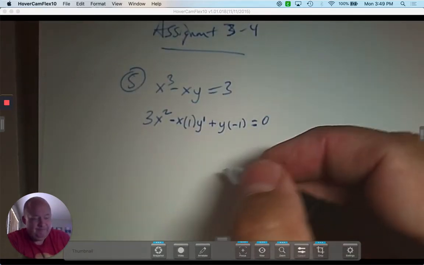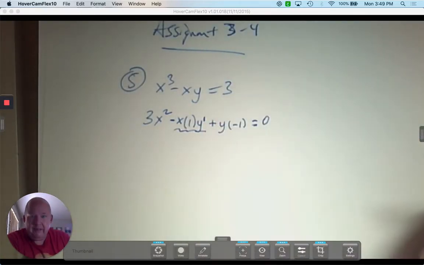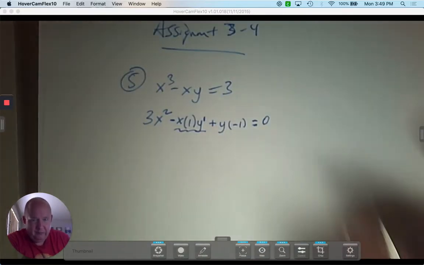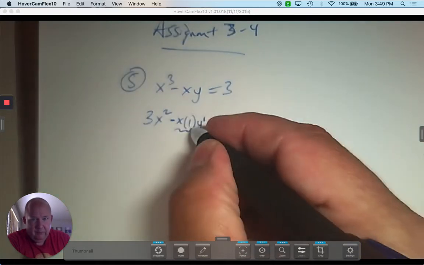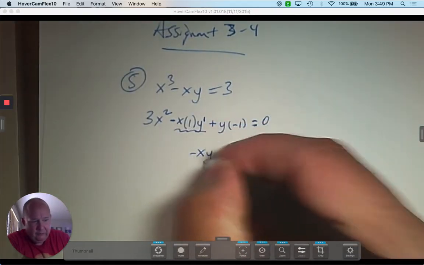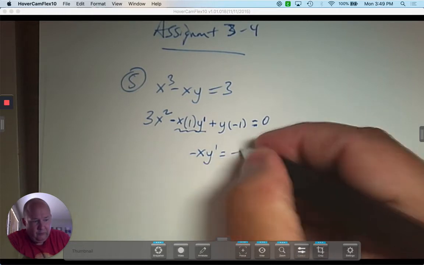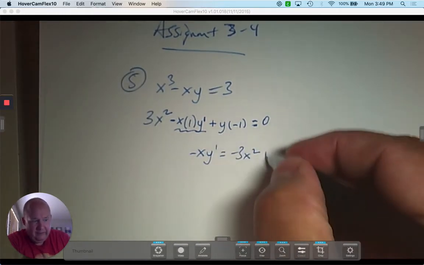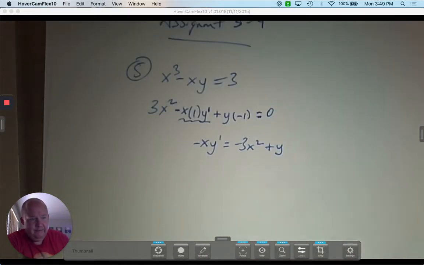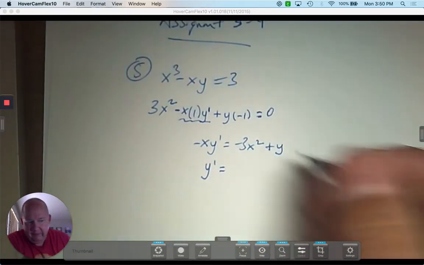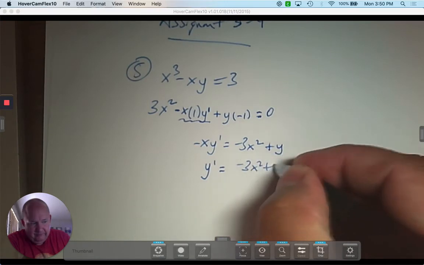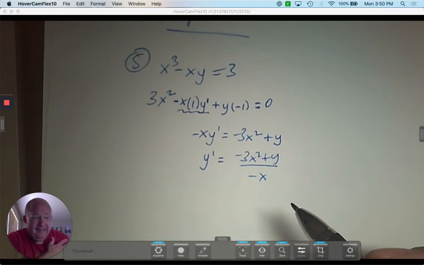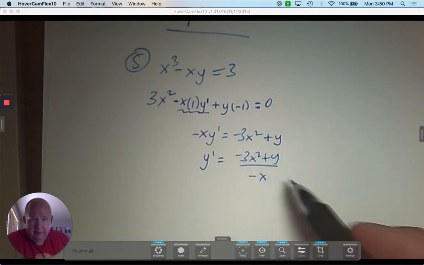Keep going. I want to get this part by itself. So anything that's not a part of y prime is going to go on the other side. Negative x times 1 times y prime is negative x y prime. So that means we're going to subtract 3x squared. Y times -1 is negative y, so I'm going to add y so it's on the other side. And then the last step to get y prime by itself is to divide. Now, it's okay, when you do it implicitly, x's and y's will be a part of the answer.